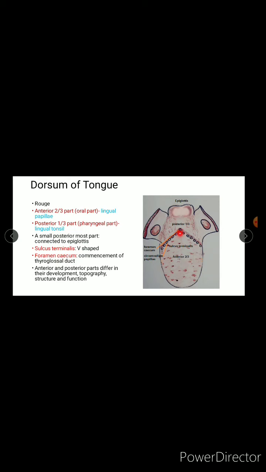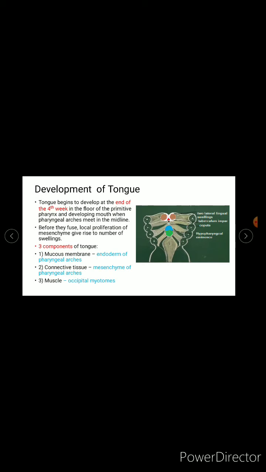Now the anterior and posterior parts differ in their development, topography, structure and function. Now the development of the tongue.